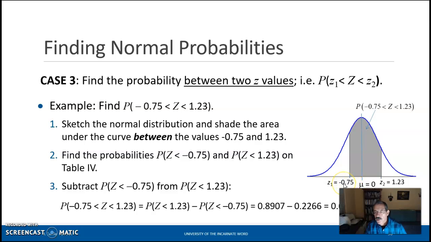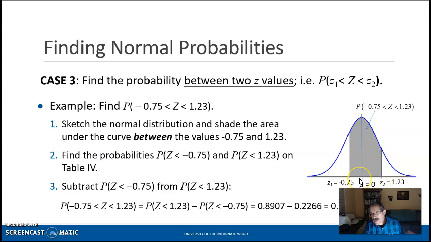So minus 0.75, that means that this is 0.75 standard deviations to the left of the mean because it's negative. And this other one is 1.23 standard deviations to the right of the mean because it is positive. So that's how I'm locating my z values. Now we find the probability that z is less than minus 0.75, so the probability here in this part. And then the probability less than 1.23, all the probability up to here.